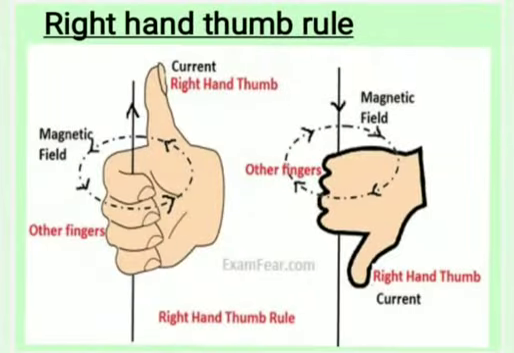Observe this figure carefully. You can see the direction of the magnetic field when the current is in upward and downward directions. Our first figure shows the current in the upward direction. So we point our thumb and wrap our fingers as shown in the figure. In this case, the direction of the magnetic field is anti-clockwise. In our second figure, the thumb points downwards and the direction of the magnetic field is clockwise. This is the way to use the right hand thumb rule.